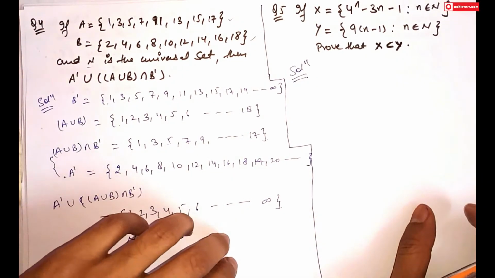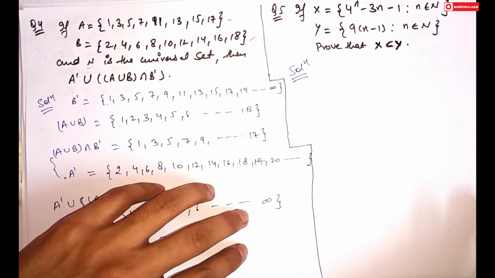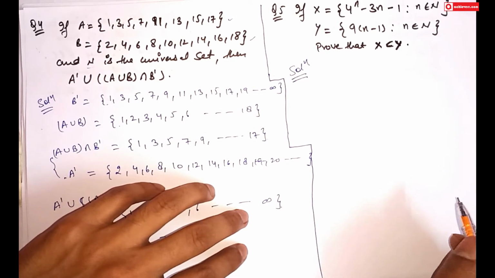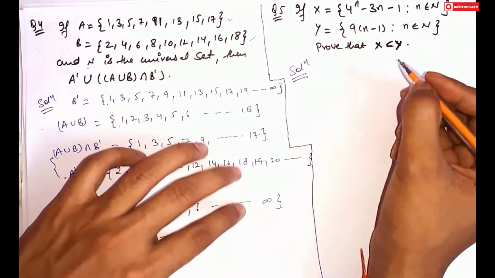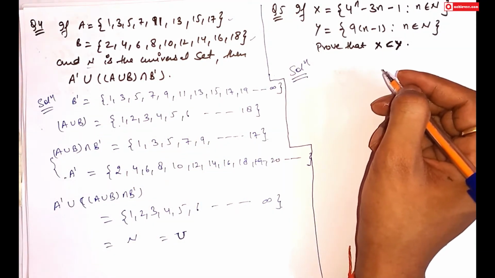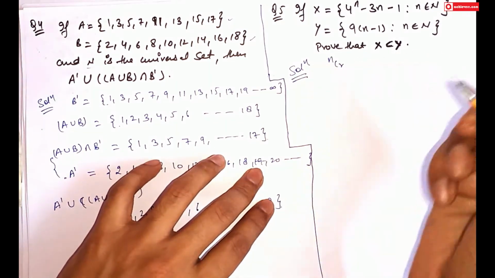So if x is 4 to the power n minus 3n minus 1, where n belongs to N, and y is equal to 9(n minus 1), where n belongs to N, then prove that x is a subset of y. Okay, so to solve this question, I remember I told you about a formula.